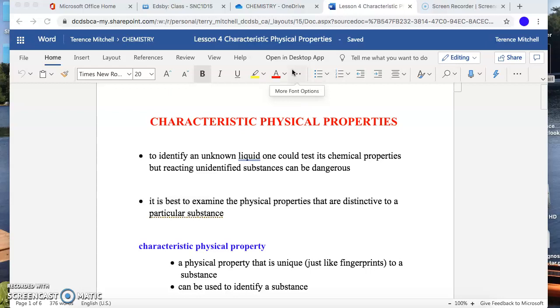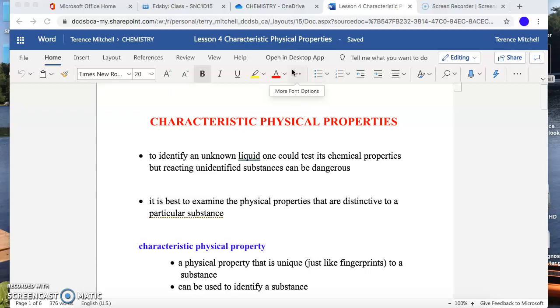Vinegar? Very well could be vodka or gin. Is it hydrochloric acid? So many different substances all look the same. Could be sugary water, could be salty water. What is it? Well, we can try to determine what it is by describing it physically.